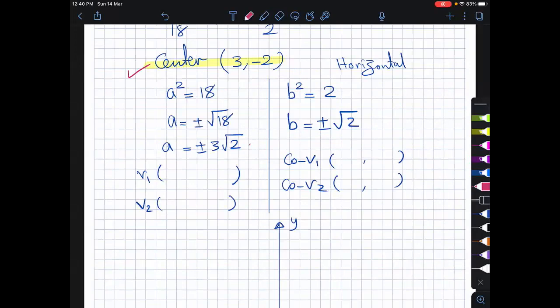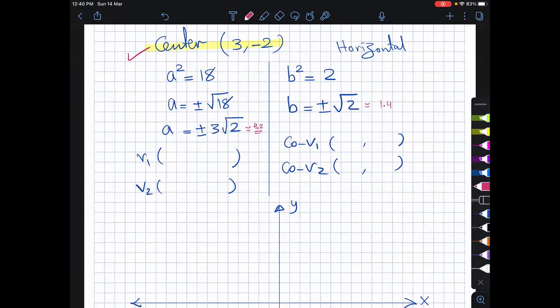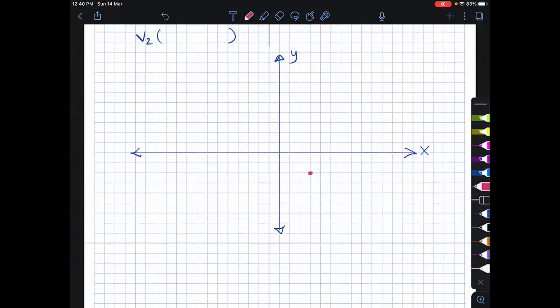3 radical 2 is about, using the calculator, you have to move right and left by this value. About 4.2 or something like that. 4.2. Okay. And the radical 2 is 1.4, I think. Yes, 1.4. Okay, so from this point, we have to move right and left.